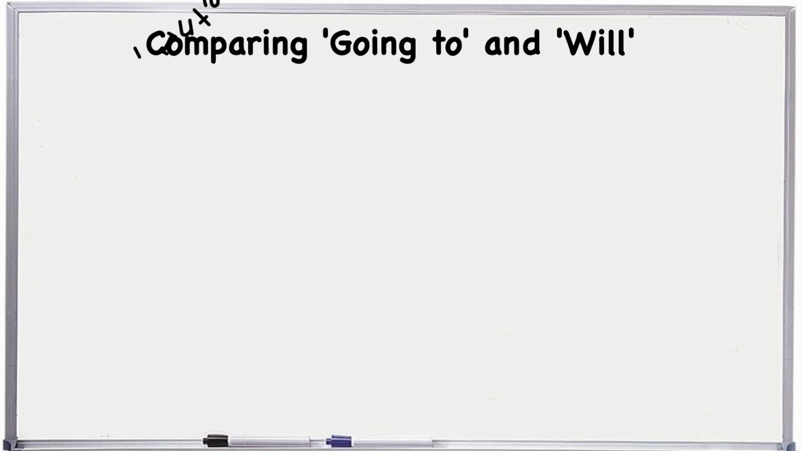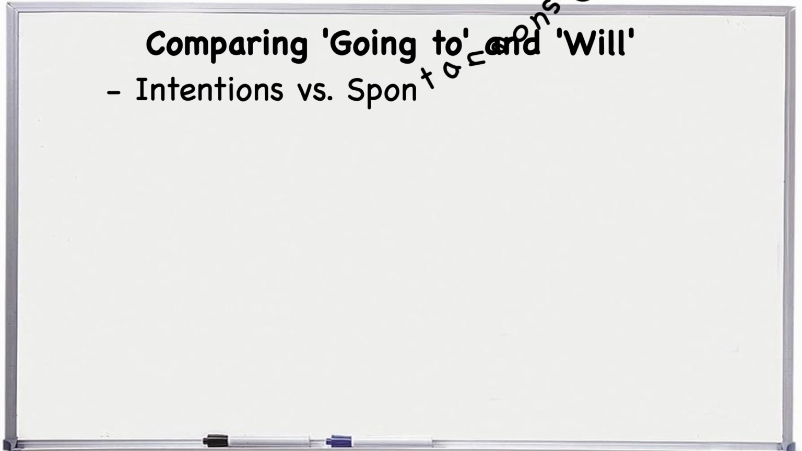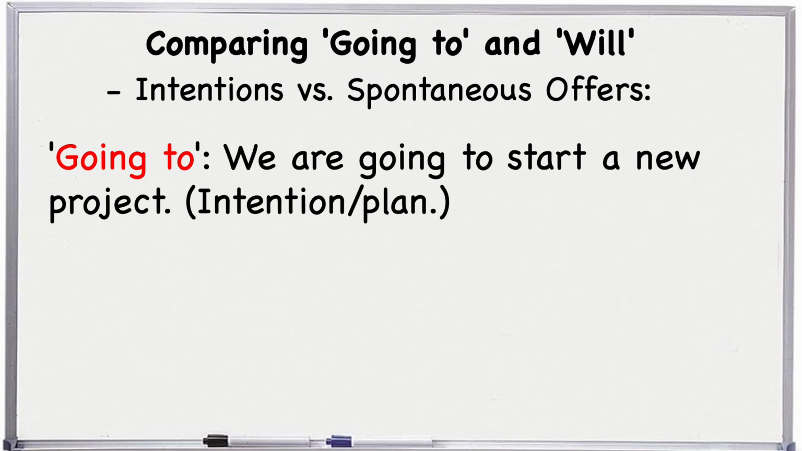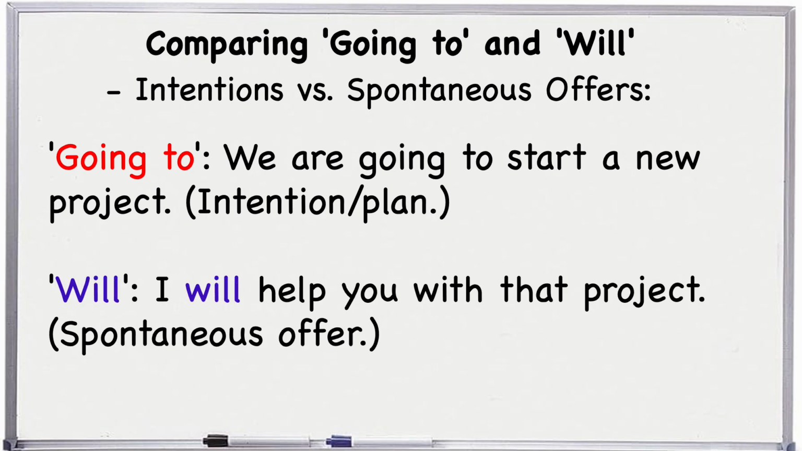Comparing going to and will with intentions versus spontaneous offers. So going to, we are going to start a new project. This is our intention. This is our plan. Will, I will help you with that project. That's a spontaneous offer.